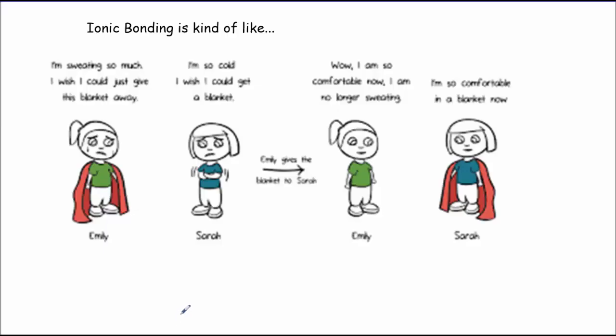So ionic bonding is kind of like Emily and Sarah here. Emily's too hot with the blanket on, and Sarah is too cold. So Emily transfers the blanket over to Sarah, and now they're both happy. Sodium has an extra electron it doesn't really want. Chlorine needs another electron, so sodium gives its electron to chlorine.